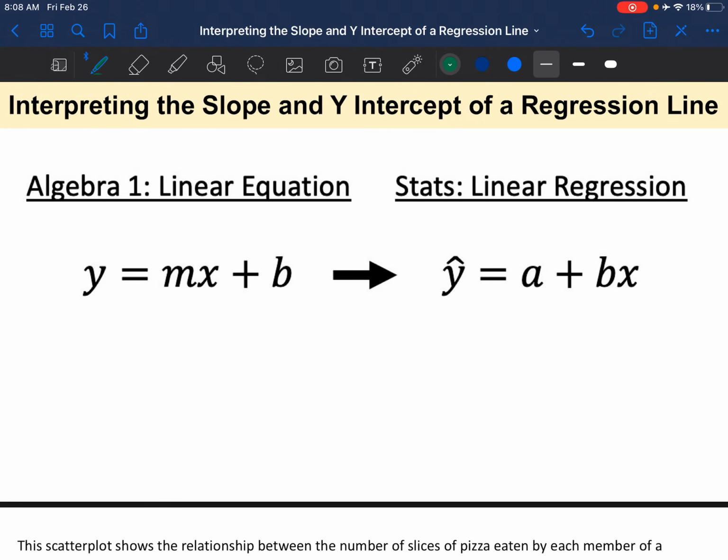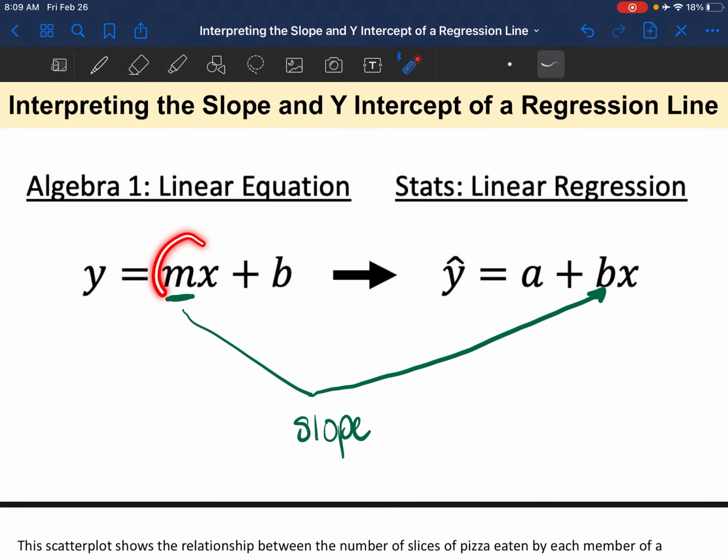So this is going to review how to interpret the slope and the y-intercept of a regression line in statistics. You probably remember the formula for a linear equation, y equals mx plus b from algebra, and the stats regression line looks really similar. In algebra, the m is your slope. What is the rate of change in your graph? And in stats, that is represented by the letter B.